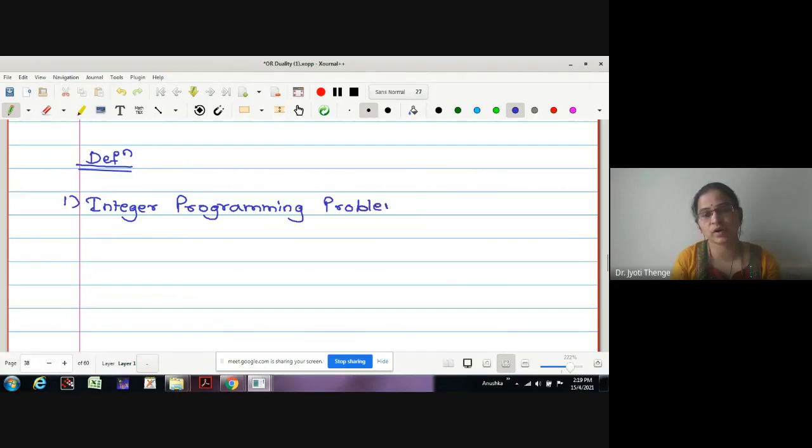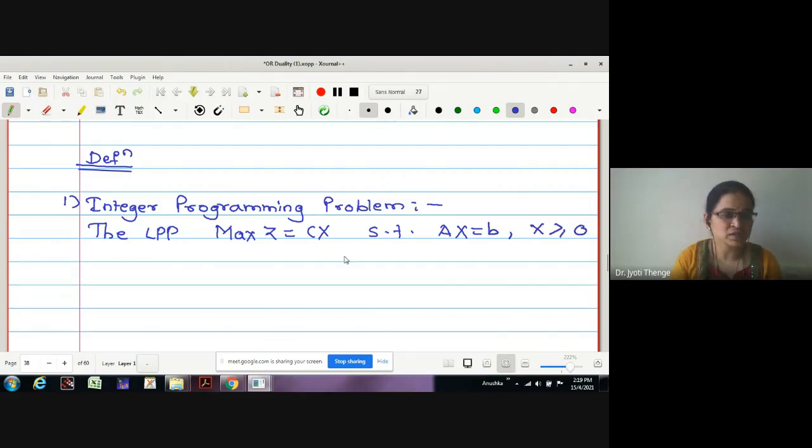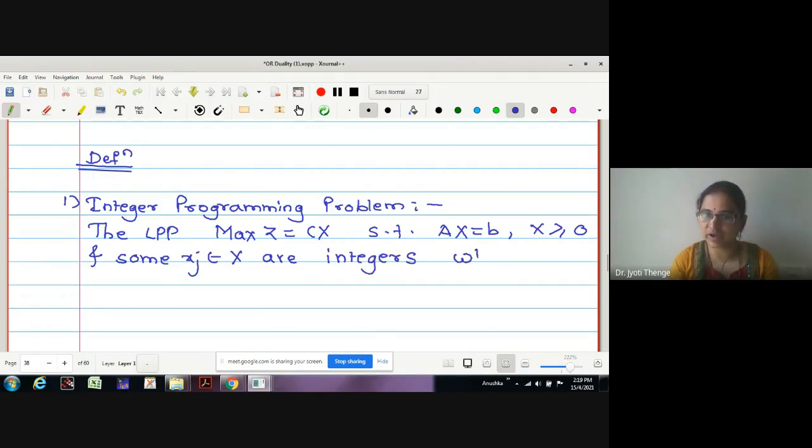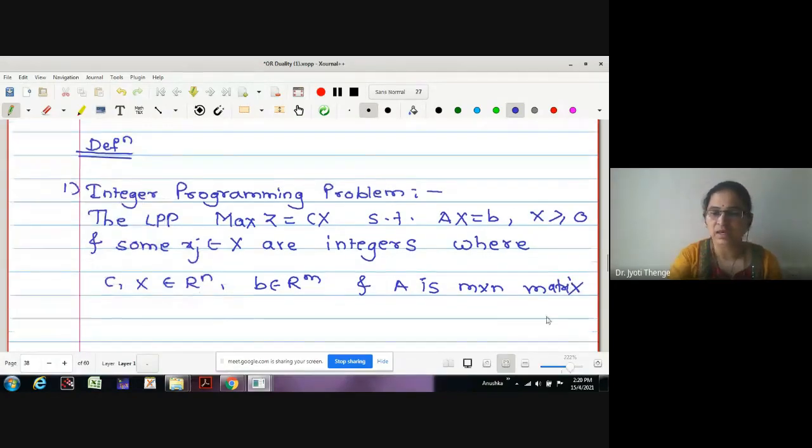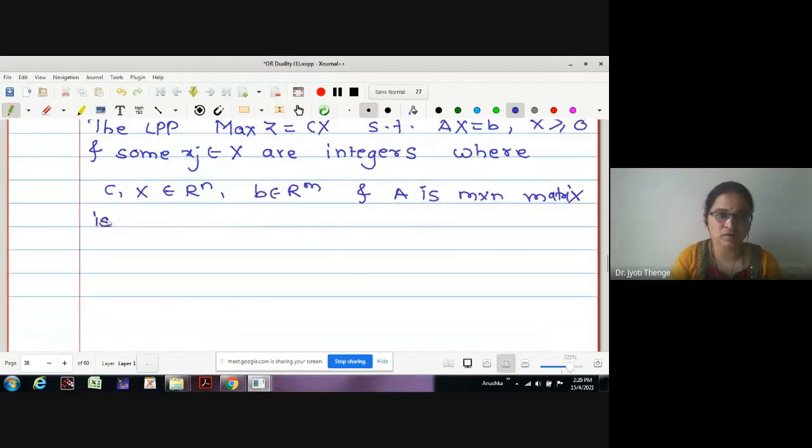Integer programming problem. The definition says that the linear programming problem, the LPP: maximize Z = Cx subject to the constraint Ax = B, x ≥ 0, and some xj belonging to x are integers, where C, x are n-tuple vectors, B is an m-tuple vector and A is an m × n matrix, is called an integer programming problem.